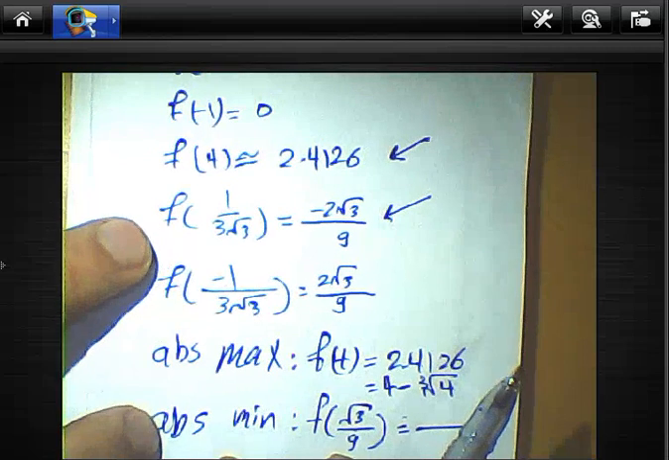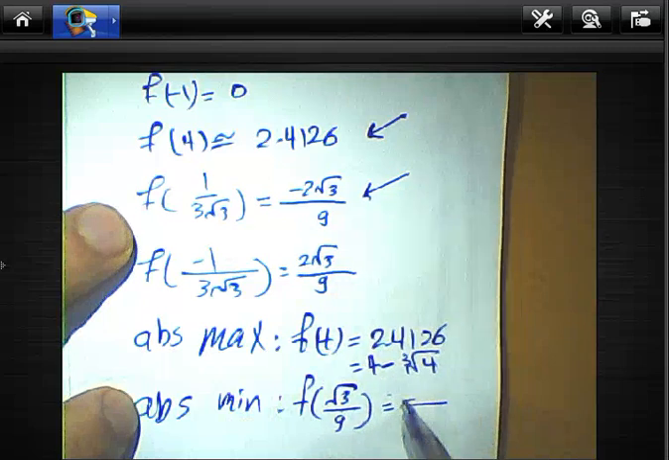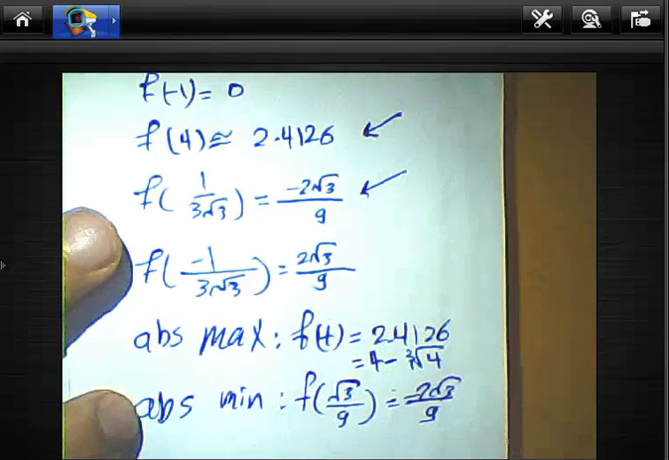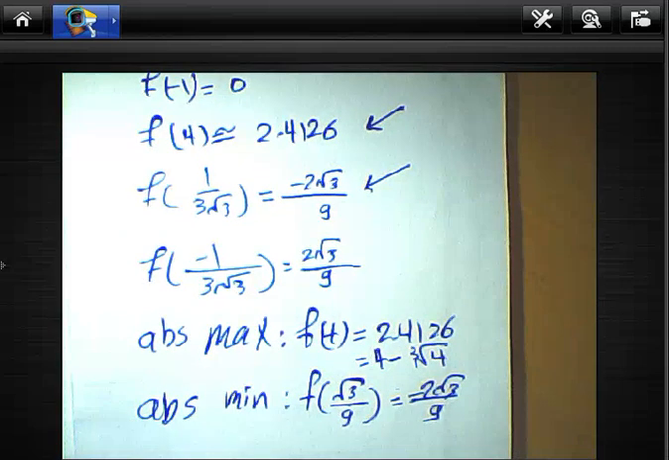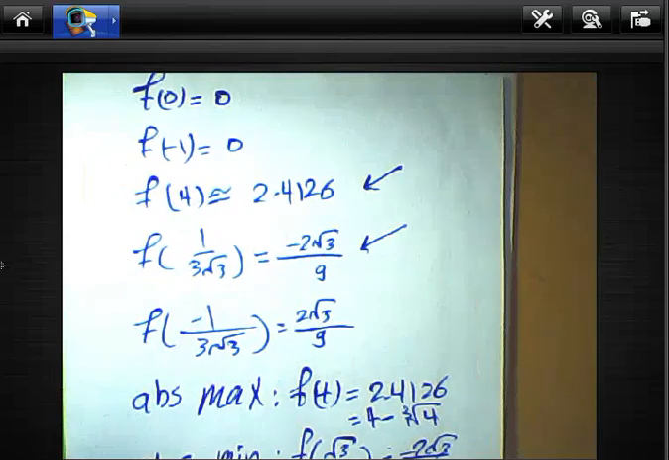Okay, the absolute minimum result will be negative 2 root 3 over 9. It's a very important example. You must pay attention to all the steps. Okay, another example. Look here.